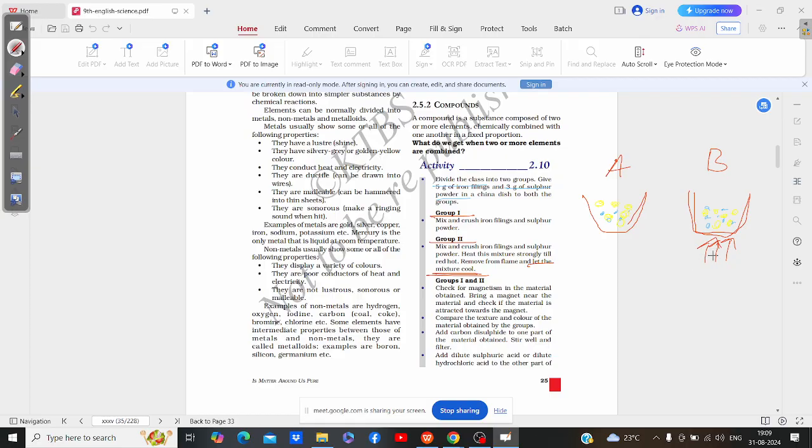They turn off the flame and leave that mixture to cool. Okay, next.